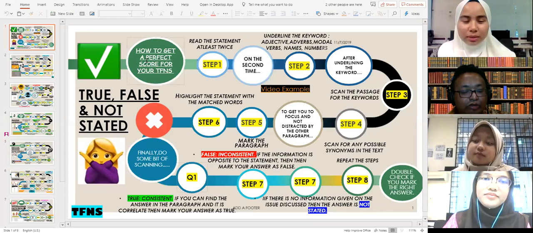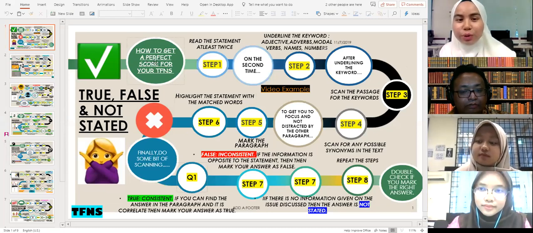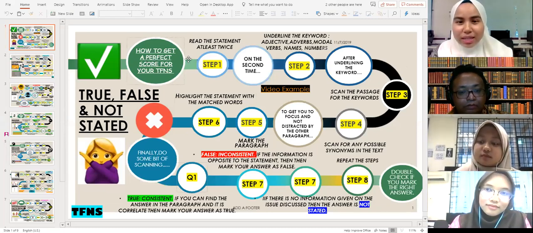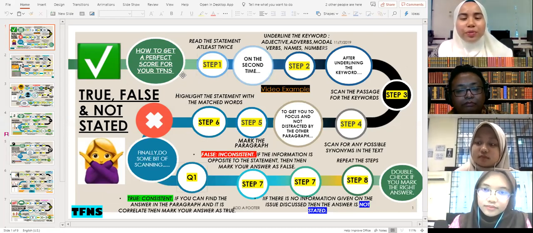So, I'm going to explain to you how you can get a perfect score for your TFNS. The first step that you can do is read this statement at least twice.